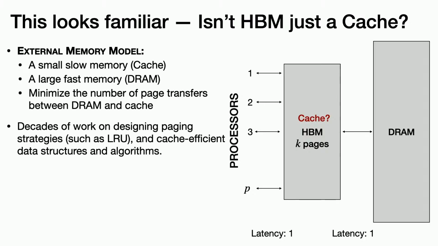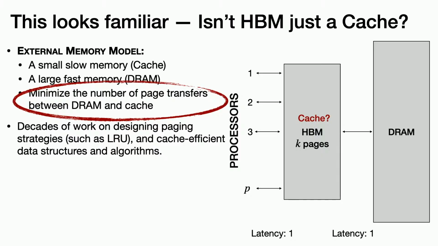And the nice thing is it's a hammer. There are decades of work on designing strategies to manage the cache, and there are cache-efficient algorithms and data structures, such as B-trees. We know a lot about caching. So is this a hammer we can just use for HBM as well? I'm going to make a few different arguments for why it's not. Why can't we just use whatever we know about caches and apply it to HBM directly?